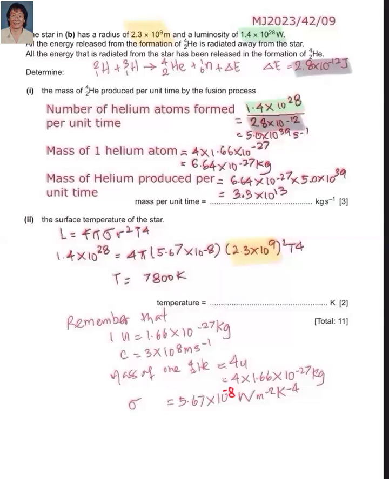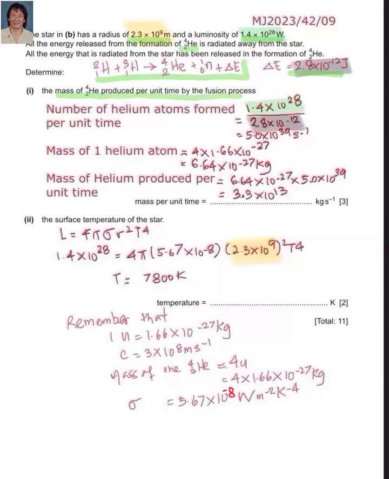In part C, the star in B has a radius of 2.3 times 10 power 9 meter and a luminosity of 1.4 times 10 power 28 watts. All the energy released from the formation of helium is radiated away from the star, and all the energy radiated from the star has been released in the formation of helium. We know that in this equation, the energy released is 2.8 times 10 minus 12 joule as calculated from the previous page. So we have to calculate the mass of helium produced per unit time by the fusion process.